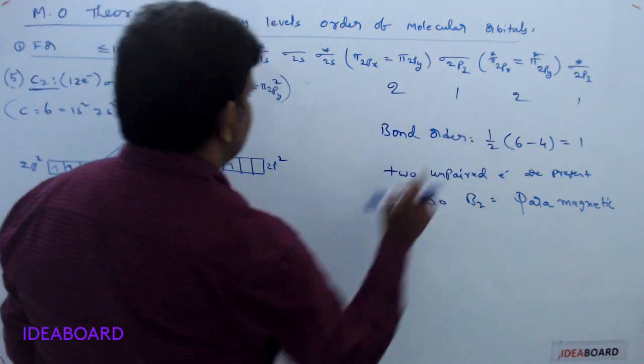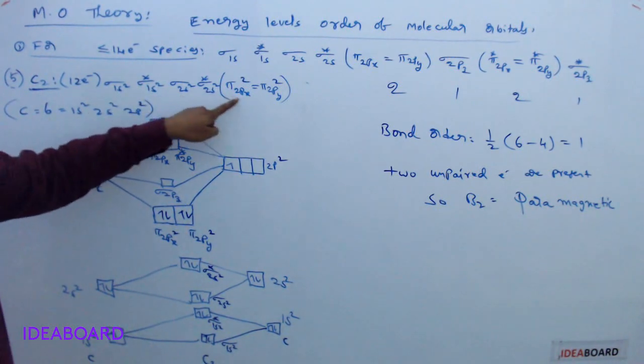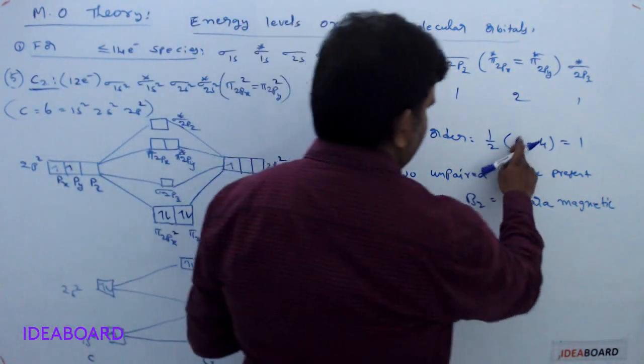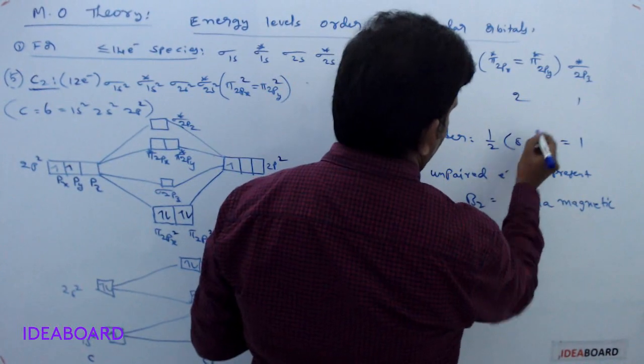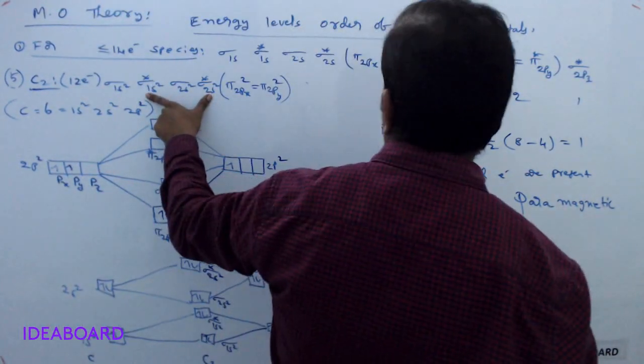Here the bond order is equal to half the number of bonding electrons: 2, 4, 6, 8. Now it becomes 8 for carbon bonding electrons, minus anti-bonding, no change, 2 to 4.